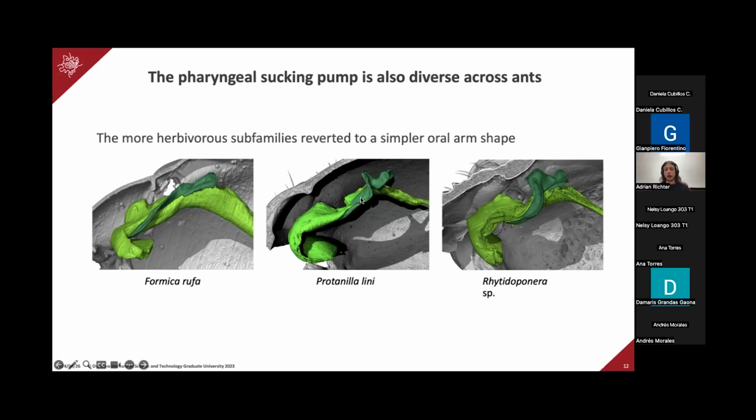Whereas in all of the other ants that are still predatory, we have these massive dorsal plates, although they are also differently shaped in different groups. They are not always exactly the same shape. But generally, we have more of this dorsal expansion. And so I think that these differences in the sucking pump anatomy in ants are most likely related to these differences in diet that we find in different ant groups.